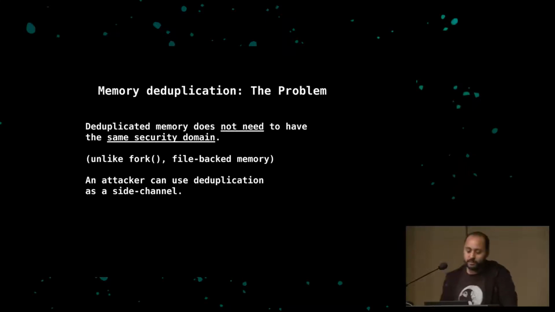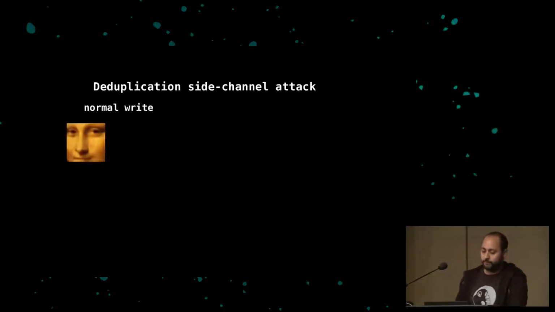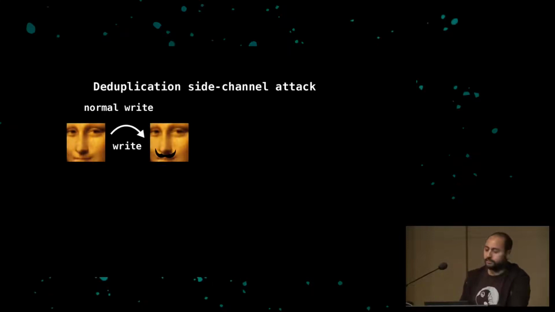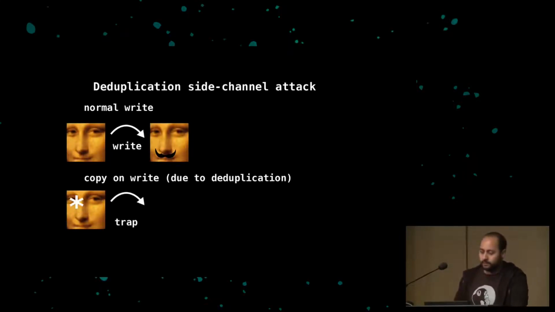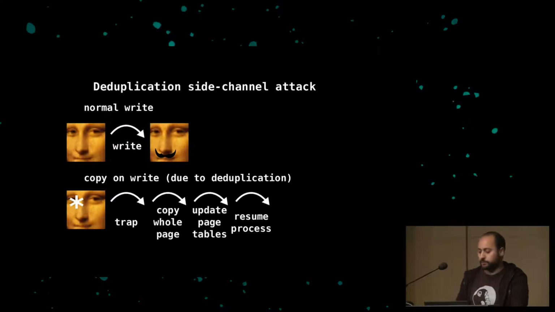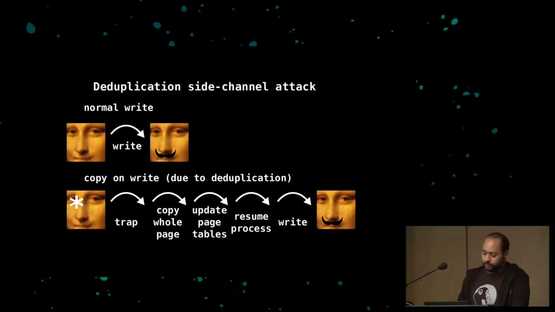But the problem is it introduces a side channel. So let's look at the side channel. If you have a page that belongs to you, you'll just write to it, and that's it. Okay. The problem is if you have memory deduplication, you have copy on write. So now if you write to it, you need to go to the kernel. The page has to be duplicated again. It has to update page tables and then resume the process again. And then you can write to that page. So you see that there are a lot more steps involved here.